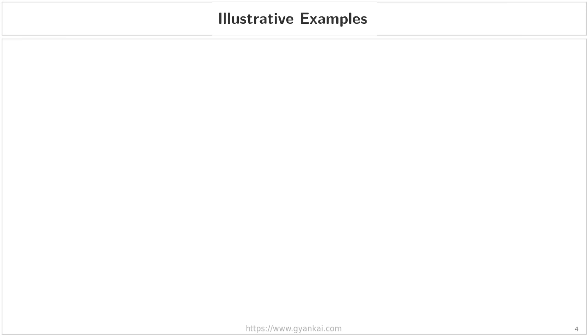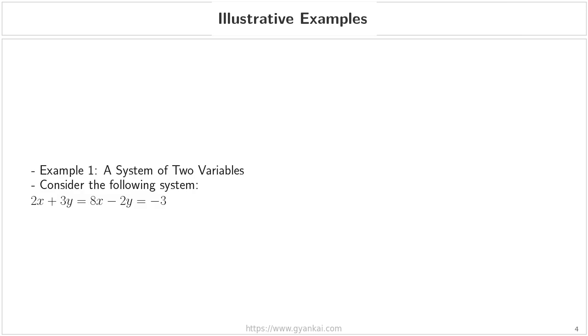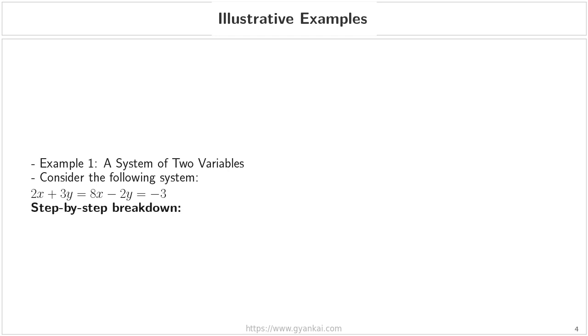Illustrative examples. Now that we understand the theory behind the components of our matrices, let's put it into practice with our first concrete example. Take a look at this system of two variables. We have two linear equations here, 2x plus 3y equals 8, and the second equation is x minus 2y equals negative 3. Let's break this down step by step, just like we discussed in the previous slide.